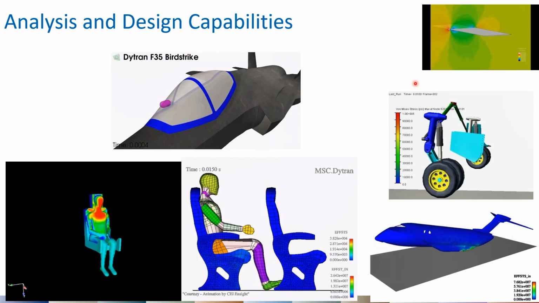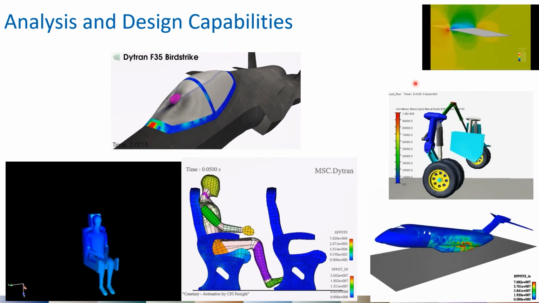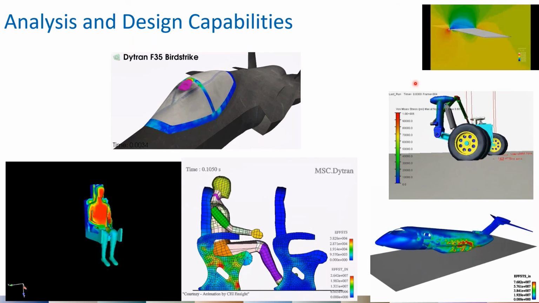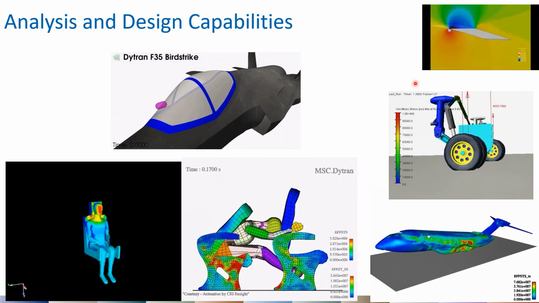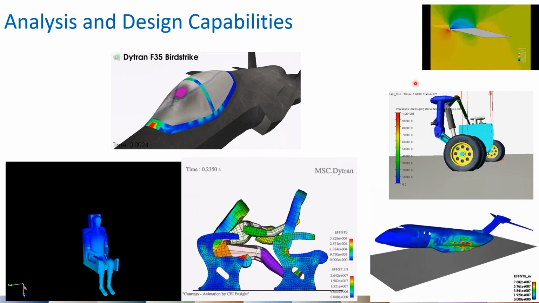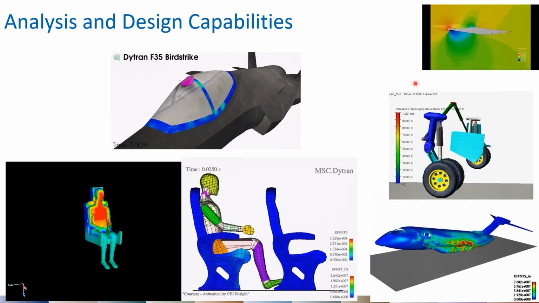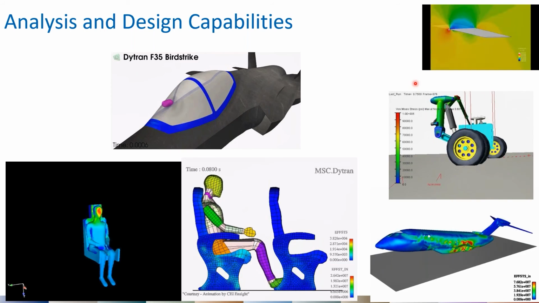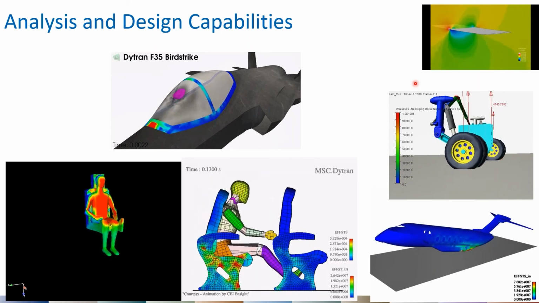So this slide is just some animations of the type of analysis that we can do. These are some of the cooler videos I was able to pull out. We have a variety of different things that we've conducted, but we can do dynamic impacts like this bird strike on F-35 glass, human factors in terms of how forces are imparted on a body or even a big structure like an airplane or a landing gear.